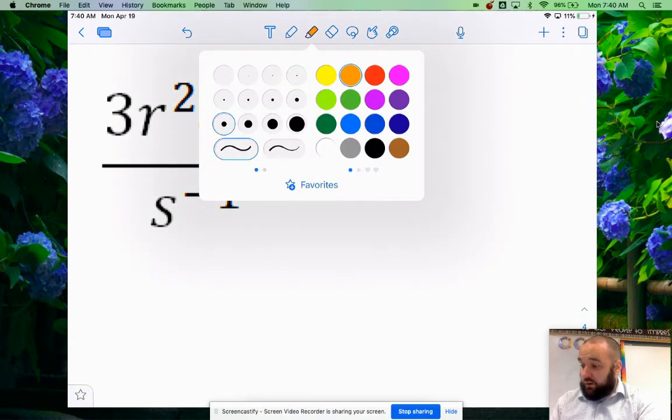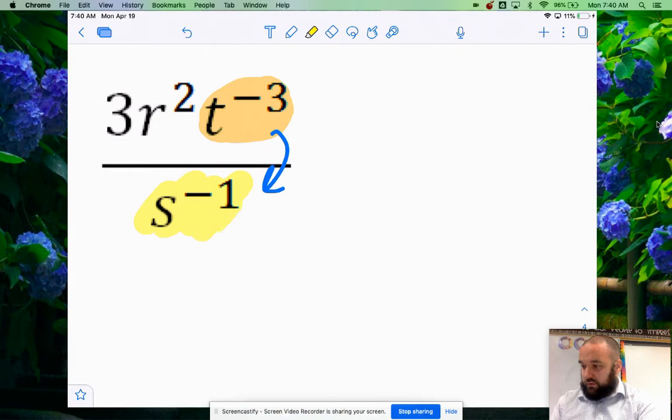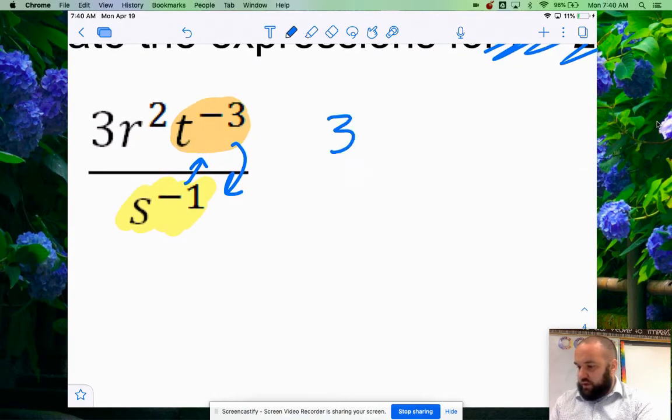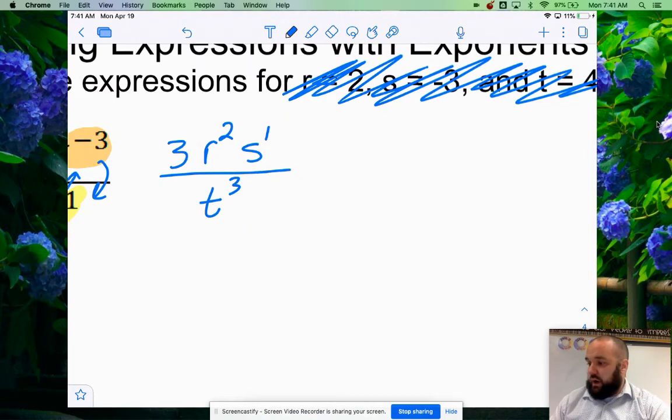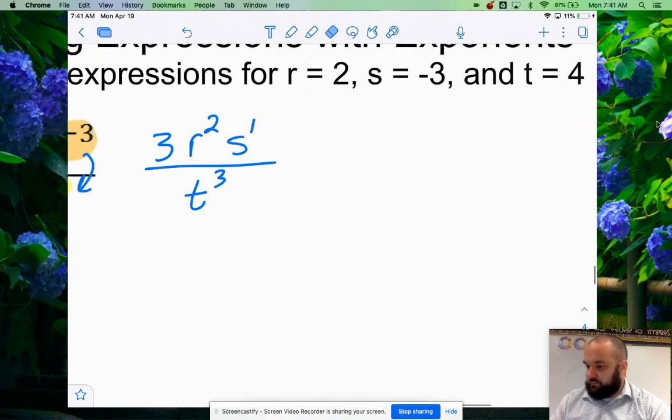S to the negative 1 is going to move to the top, and they're going to get positive exponents. So here we have 3r to the 2nd, s to the 1st, over t to the 3rd. Okay, so now we have all positive powers. Now I'm ready to go ahead and plug in my values here.